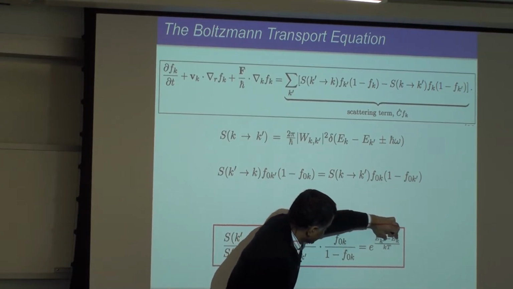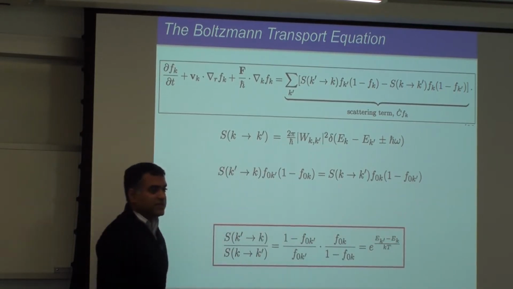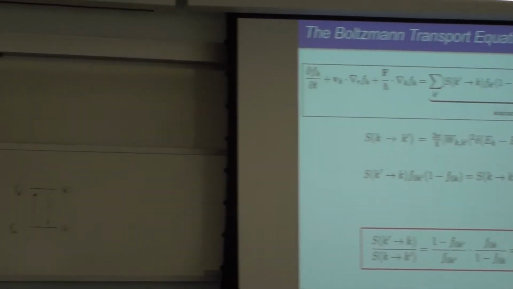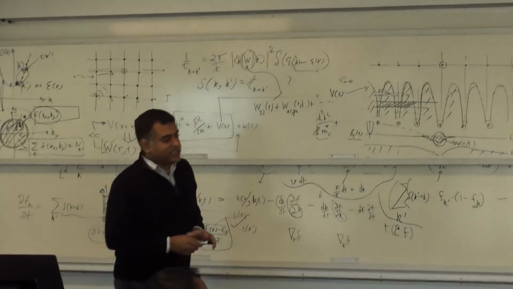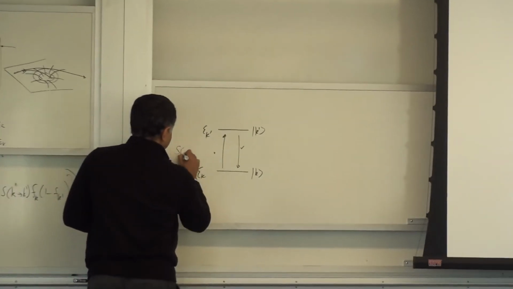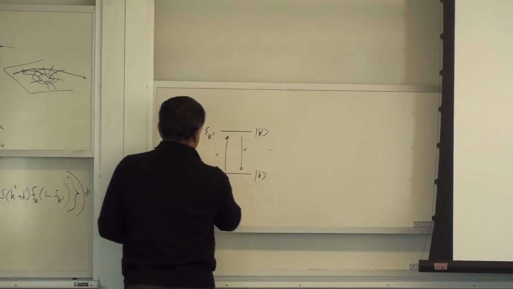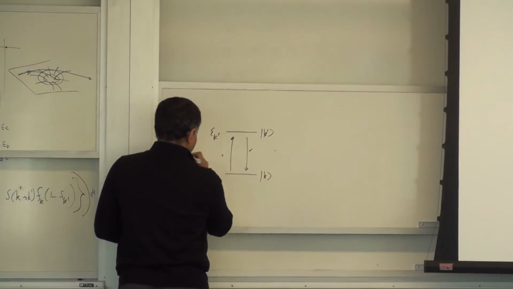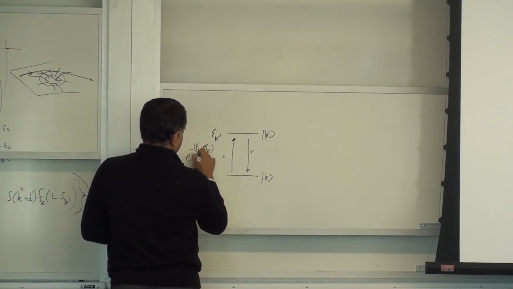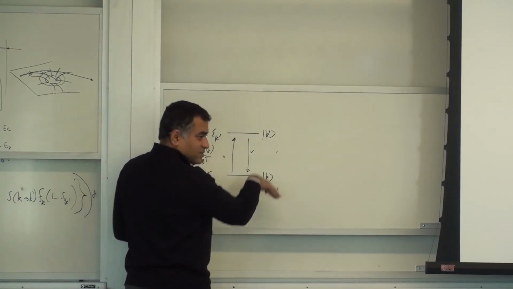And you end up getting that the rate from k prime to k is related as e to the power of this energy difference over kT. So there's a penalty in going up in energy. Basically, just to repeat again, this process is e to the power minus the energy difference, Ek over kBT, right? So that's how this process works.